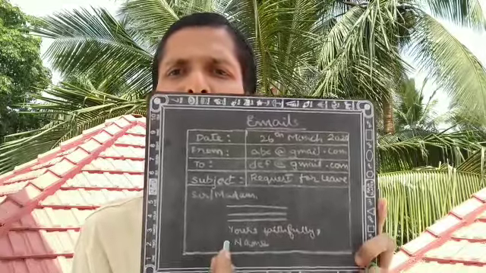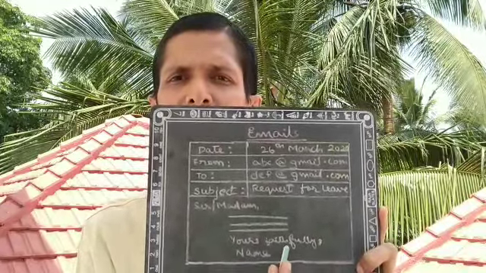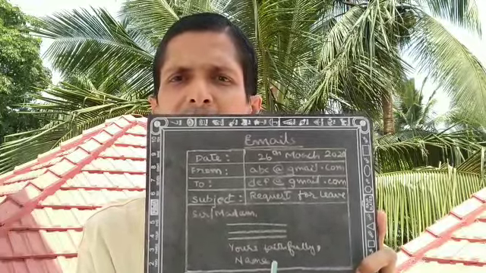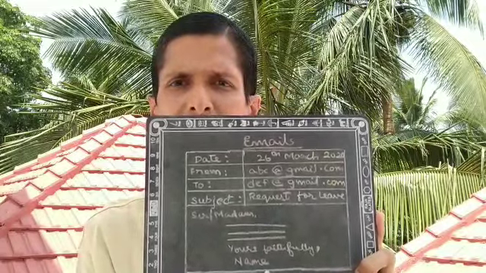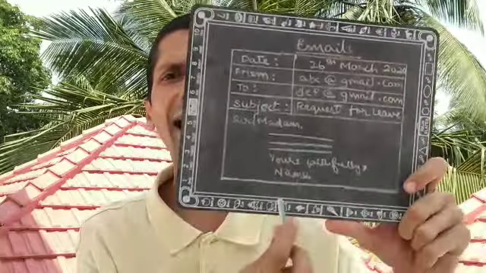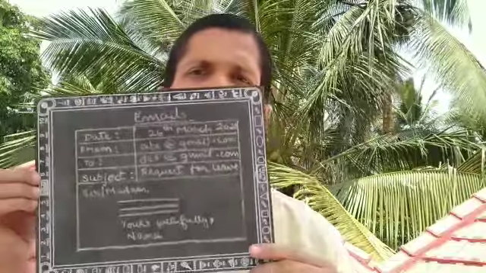The difference between an ordinary letter and an email is in the subscription or the complimentary close, that is, the way we finish a letter: yours faithfully and the name. In ordinary letters we have a signature in between yours faithfully and the name, but in emails it is not possible or even necessary to put a signature. So we just have the yours faithfully and the name after the email. So this is the format of an email.